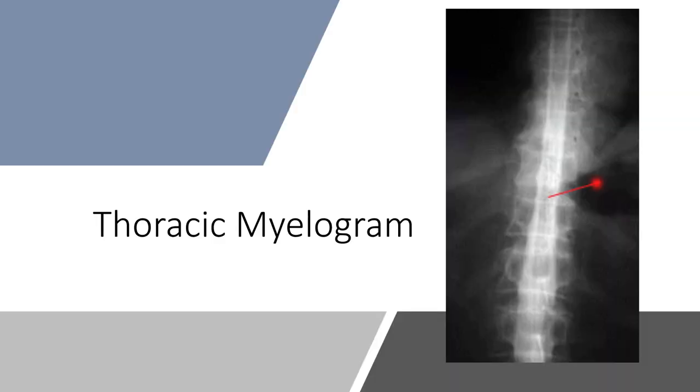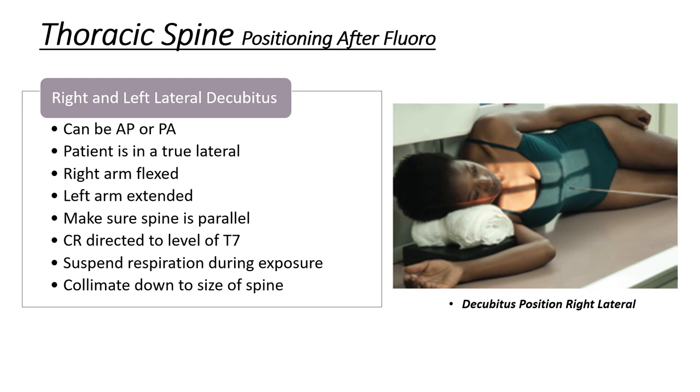Thoracic myelogram, and here's a really nice picture of part of a thoracic myelogram. Thoracic spine positioning after fluoro. You have a right and left lateral decubitus as seen in this picture here. The patient can be AP or PA. You have a horizontal beam. The patient would be in true lateral. The right arm is flexed and the left arm is extended. Make sure the spine is parallel. The central ray is directed at the level of T7. Suspend respiration during the exposure and collimate down to the size of the spine.